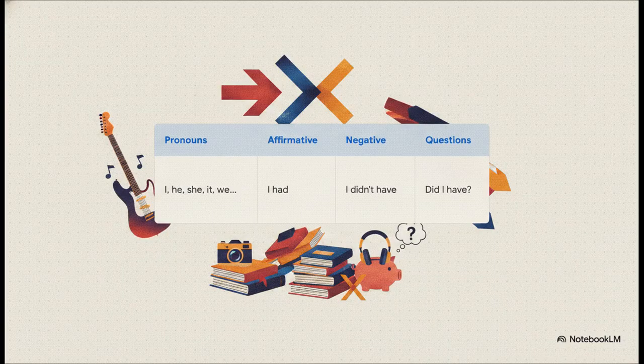Now, if you thought the present tense was easy, the simple past is about to become your best friend. This rule applies to literally all pronouns. I, he, she, it, we, you, they. Every single one gets the exact same word, had. I had a new guitar. For the negative, we use didn't have. And for questions, did I have? It applies universally across the board, which makes talking about your past possessions wonderfully simple. No changing shapes to worry about here.